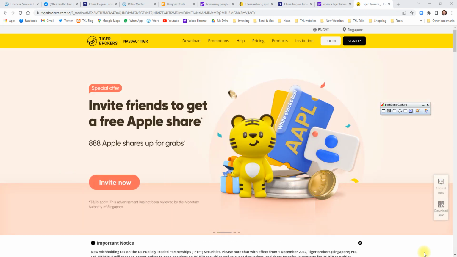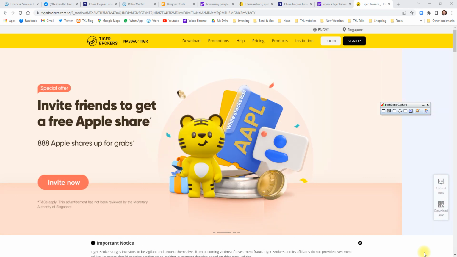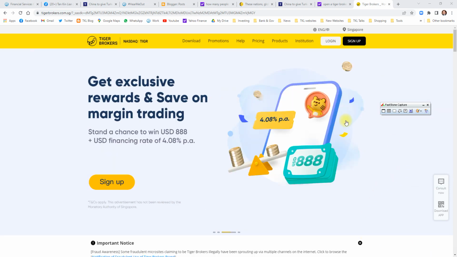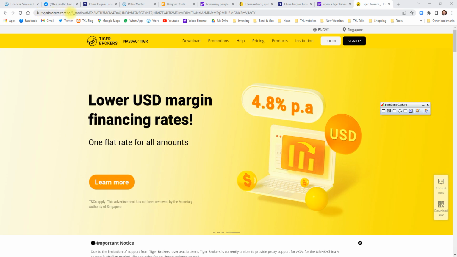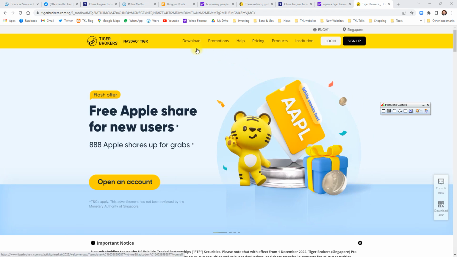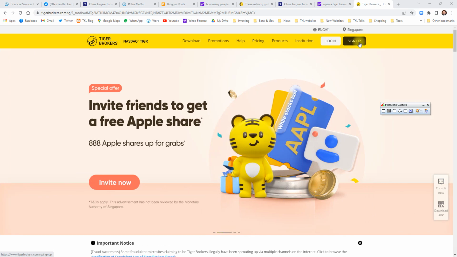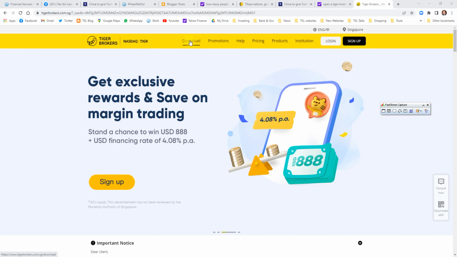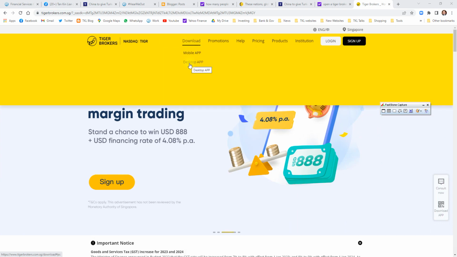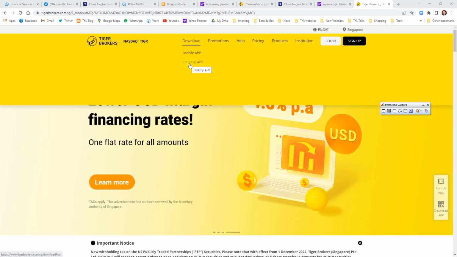In this video, I want to show how you can open an account with Tiger Brokers and trade using that account. Now, this is the web page, tigerbrokers.com.sg, and you can sign up for an account, follow the instructions. They are quite easy. And you can download an app. I downloaded the mobile app and I found it to be very useful.